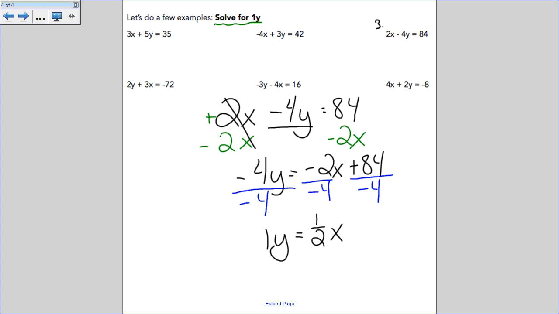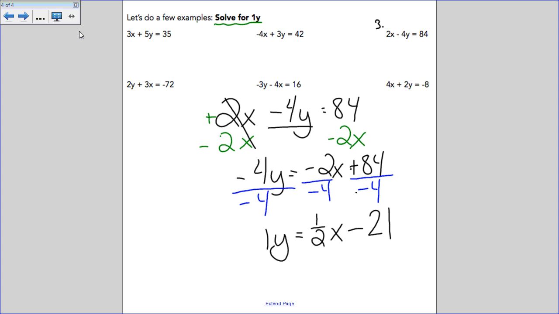And 84 divided by negative 4. Is it going to be a positive or a negative number? I have a positive divided by a negative. It's going to be a negative number. Okay, and 84 divided by 4 is 21. My new equation is 1y, or just y, equals 1/2 x minus 21.